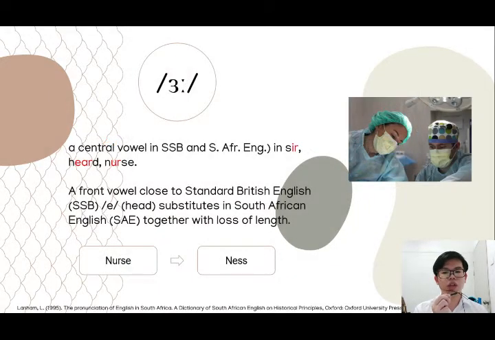Moving on, another phonological variation can be seen from the sound, or the open mid central unrounded vowel, which is used in words such as sir and heard. It is a central vowel in both Standard Southern British English and South African English. A front vowel close to the Standard Southern British English is substituted in South African English together with a loss of length. The result is, for example, the word nurse, when pronounced using South African English, is heard as nurse.